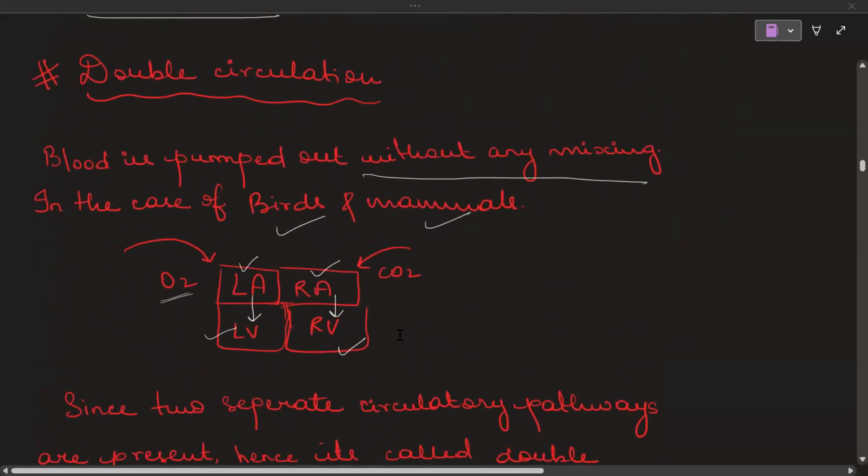But now in the case of mammals, what happens? The blood is pumped without any mixing.